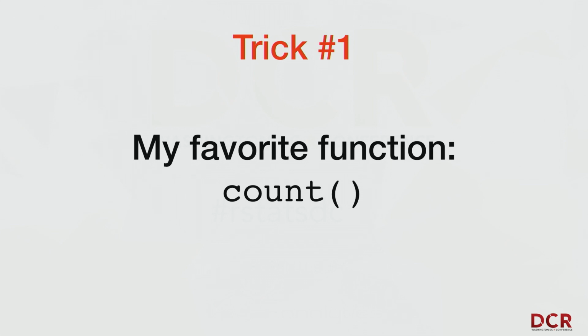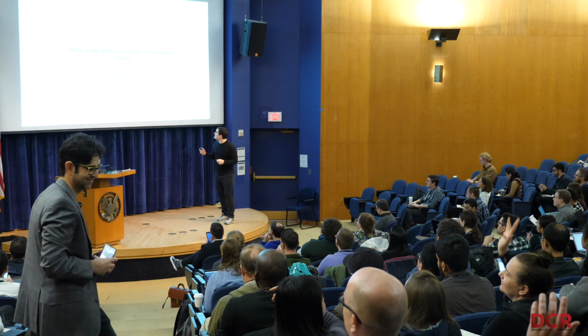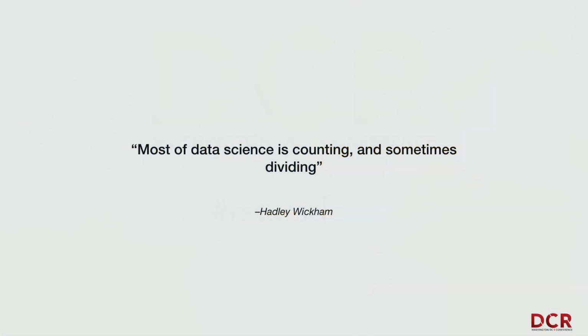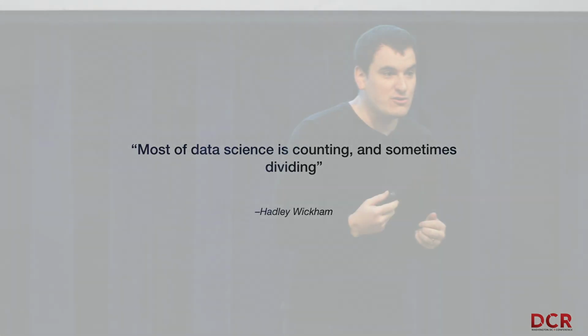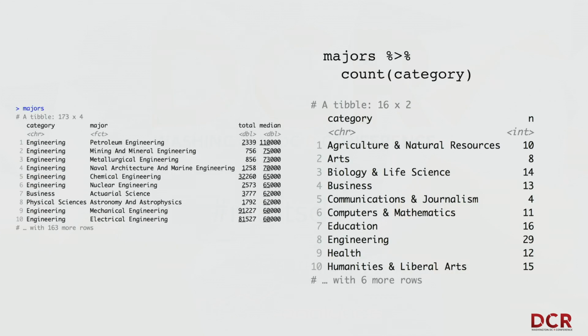So first, I'm going to start with my favorite function, count. Who has used count in dplyr before? Fantastic. Hadley Wickham has said that most of data science is counting and sometimes dividing. And I find you can get a really long way just with counting data. In fact, I did a little analysis of all of the screencasts I've done, and found that count was the 4th most used function in them after mutate, filter, and group_by. So I really do love counting.